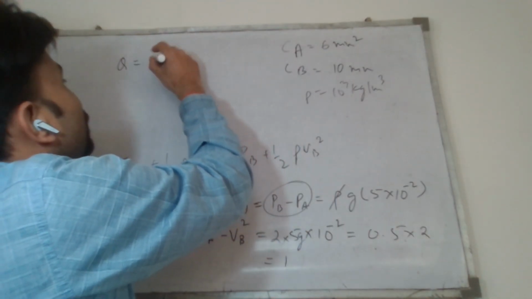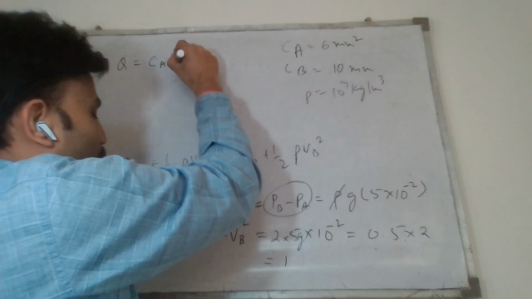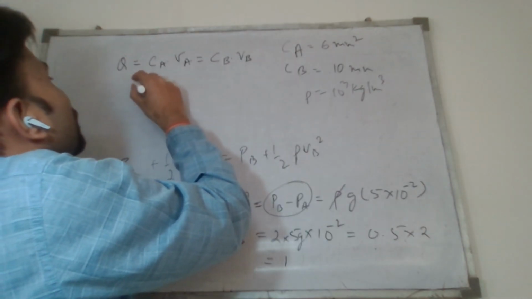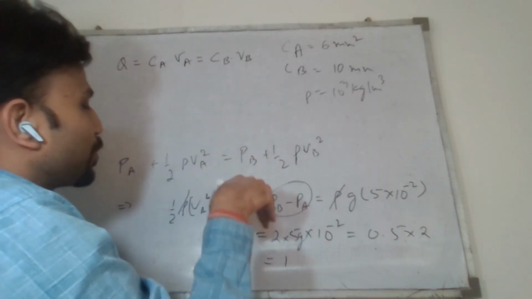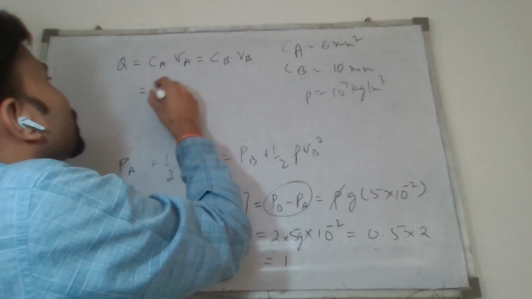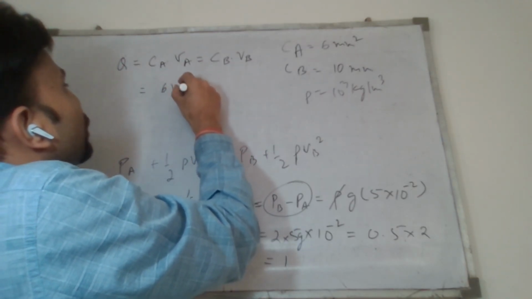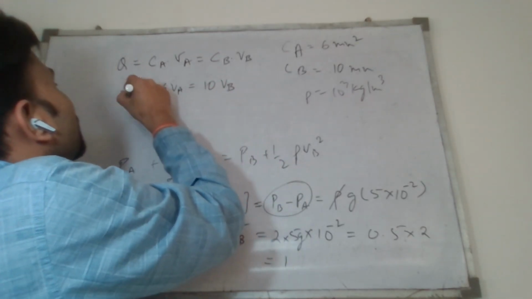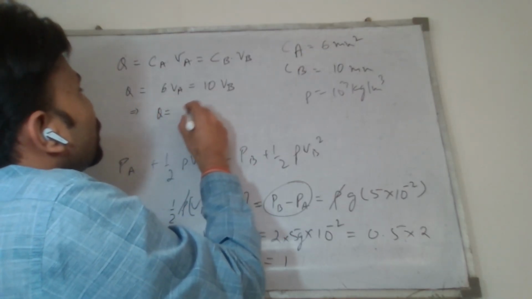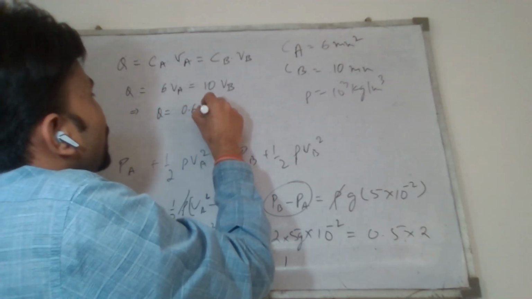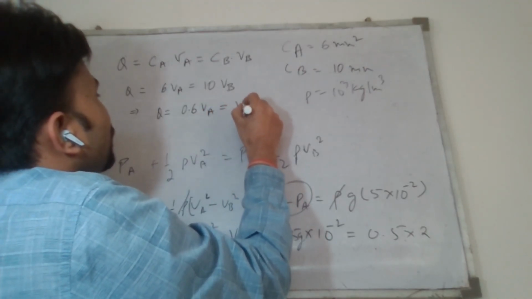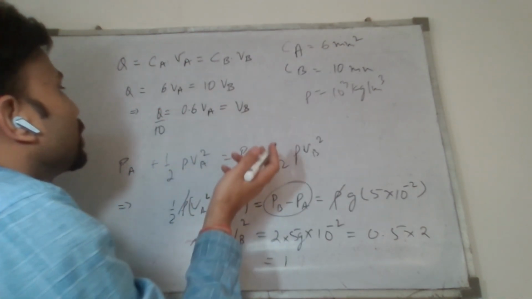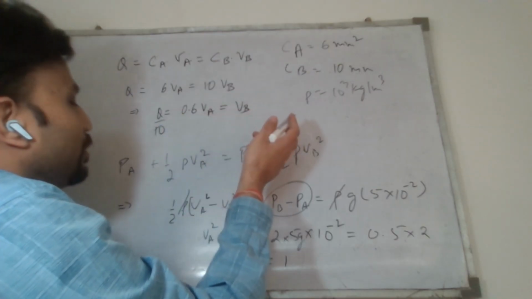So we will say Q is equal to cross section area A into velocity at A, cross section area B into velocity at B. So this value of Q we can substitute here in VA and VB. So this Q is equal to CA, that is 6 into VA plus 10 into VB. So we have 0.6 VA is equal to VB. Q by 10 is equal to this value. 0.6 VA is equal to VB.